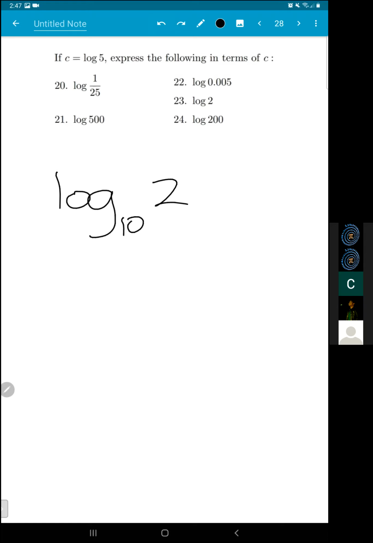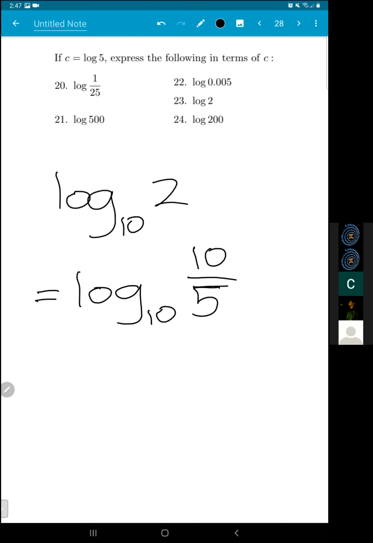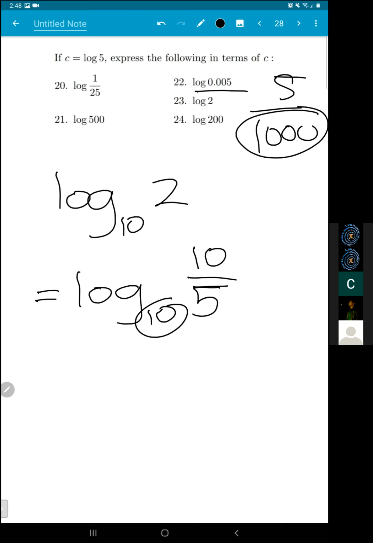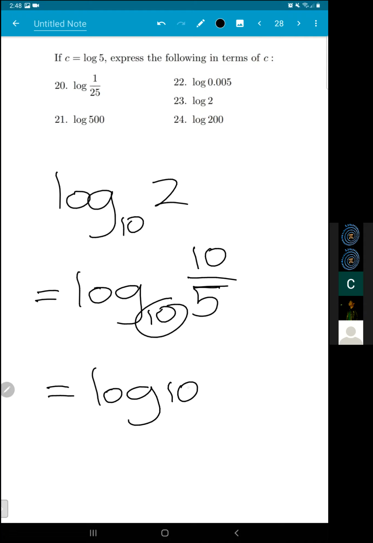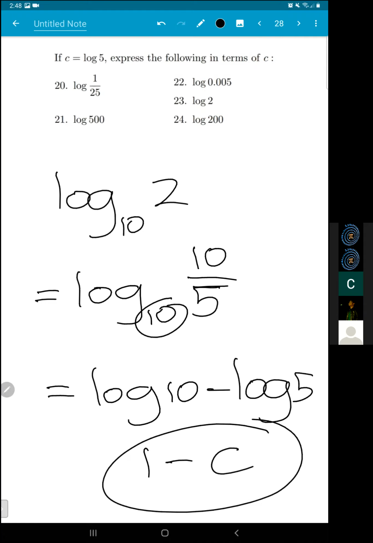Now we know that 5, 2, and 10 are related. In fact, how do you write 2 in terms of 10 and 5? It's 10 over 5. That's the trick. You have to be able to use 10, just like you did for 0.005, right? It's 5 over 1000, so this is a power of 10. And 2 is 10 over 5. So log 10 minus log 5. And log 10 is 1. Log 5 is C. 1 minus C.